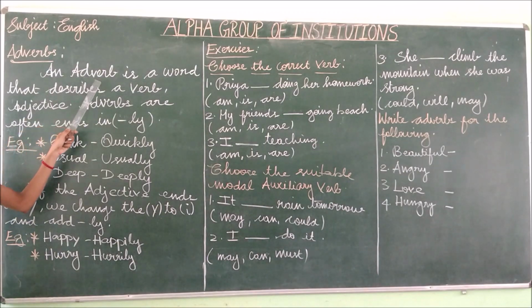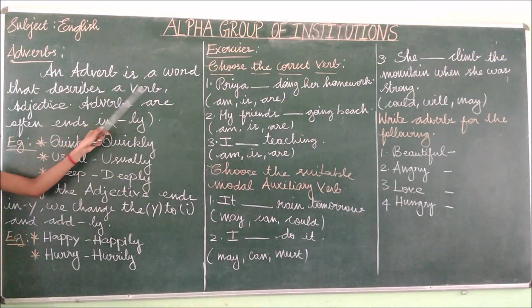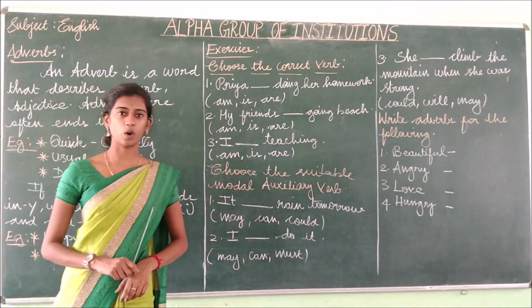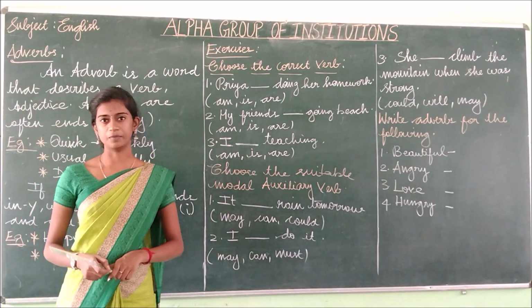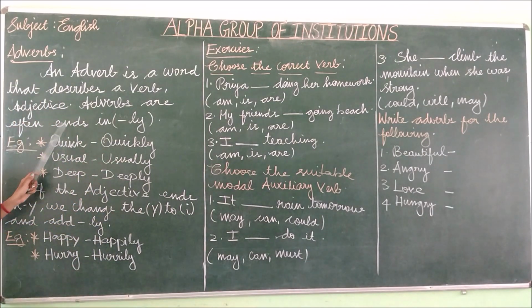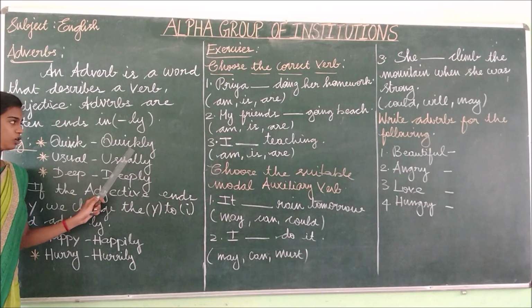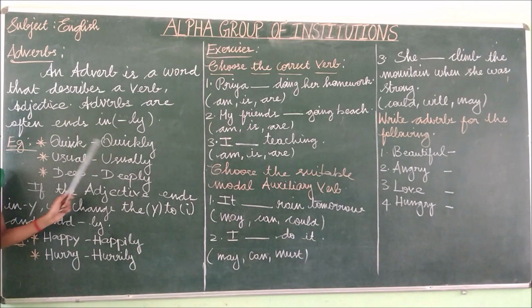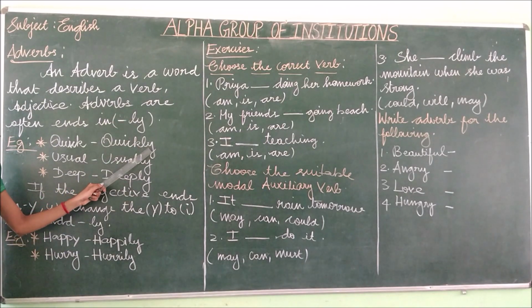So this adverb is a word that describes a verb and an adjective. Adverbs often end with ly. So the word which ends in ly is known as an adverb. So I have an example for you. Quick, usual, these are all adjectives. Okay, so this quick has been changed into quickly. We have added ly at the end of the word, so it is known as an adverb.